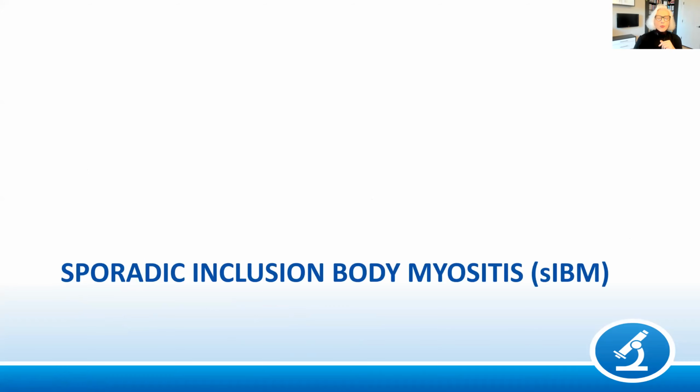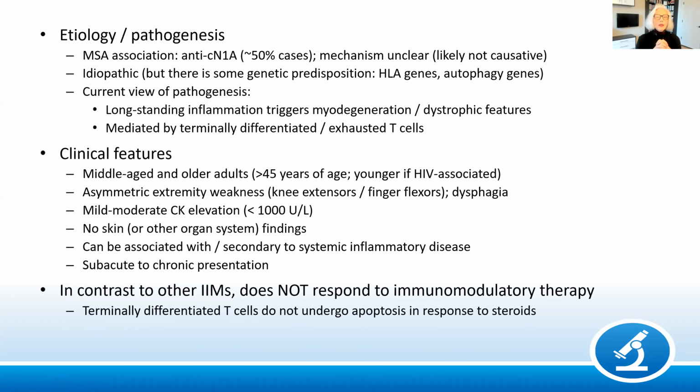So I will now move to sporadic inclusion body myositis as the second disease that we'll be talking about. In this case, we have one myositis-specific antibody, anti-CN1A, and even that is present in only 50% of cases. So there is actually less of an antibody role in this disease than in the other ones that we're talking about today.